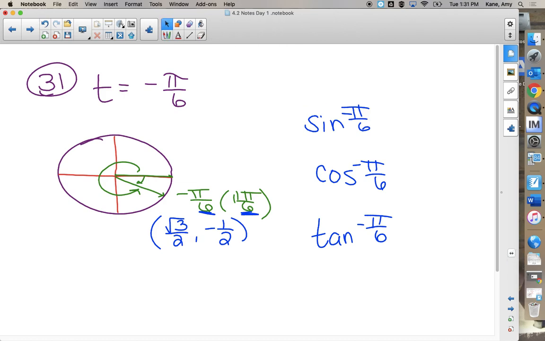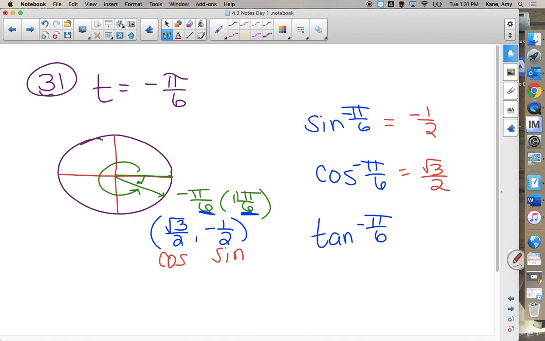This point represents two of these three values. So the square root of 3 over 2, Rebecca, is which trig function? It's cosine. So this is cosine, and we'll review that today as to why it's cosine. And Rebecca, the negative 1/2 is sine. So there's no work that you need to do besides sketching a little diagram, because the sine of negative pi over 6 is negative 1/2. The cosine of negative pi over 6 is square root of 3 over 2. But you do need to do a little bit of work for the tangent.